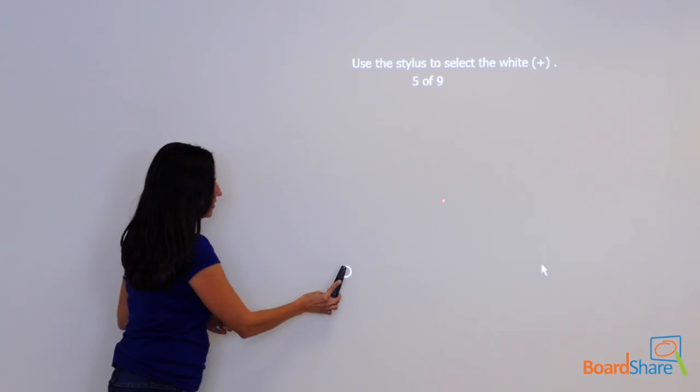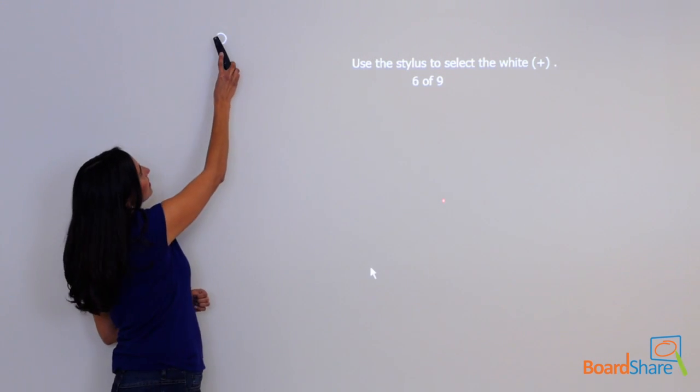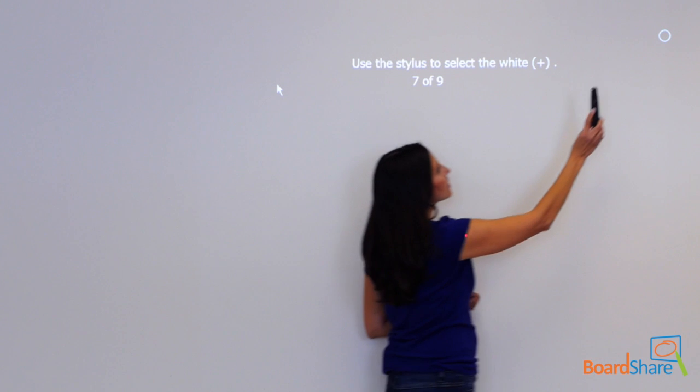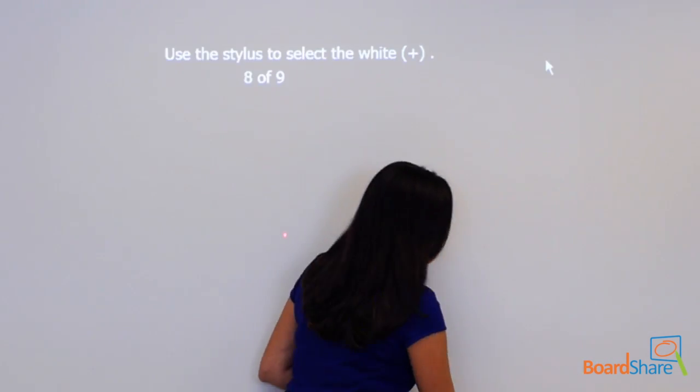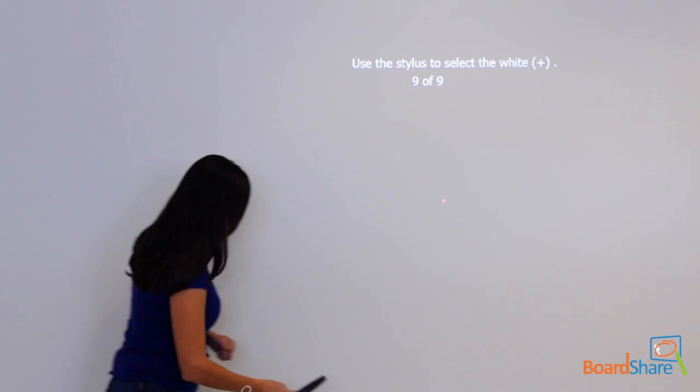Make sure there are no obstructions between the camera and the projection point, as this can cause a calibration error. Keep in mind that the camera and the stylus need a clear line of sight.